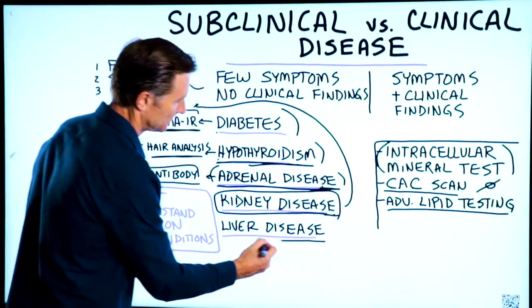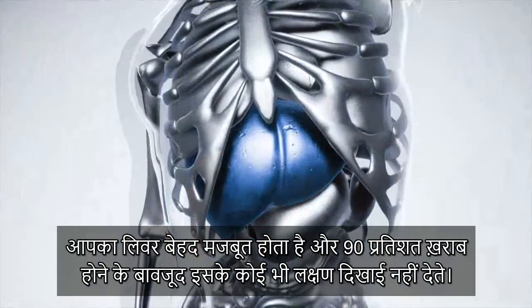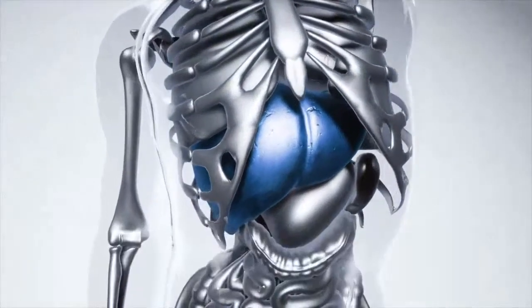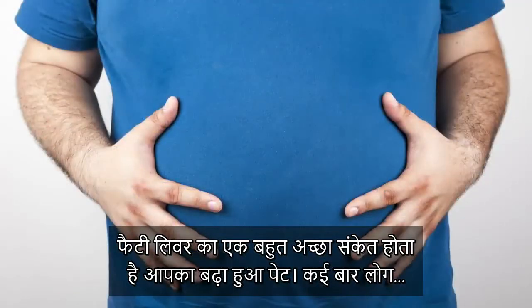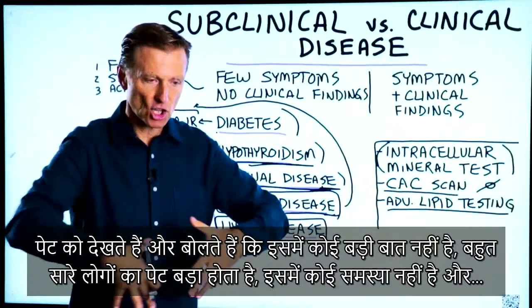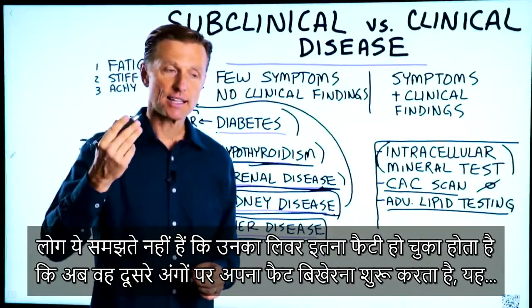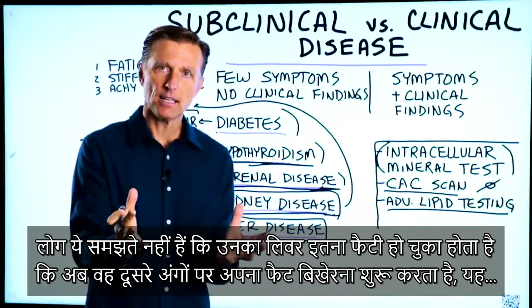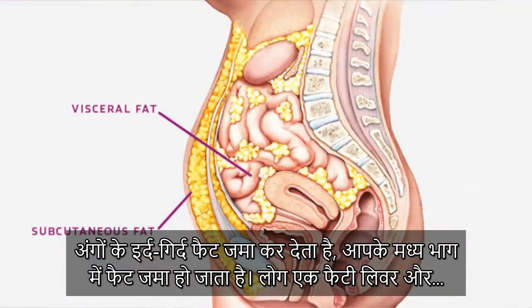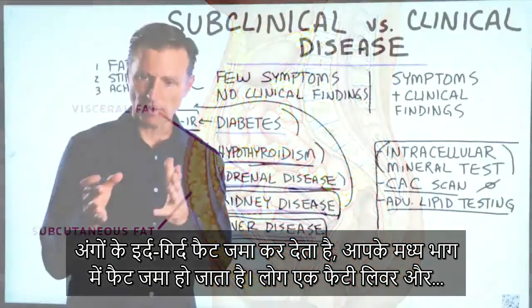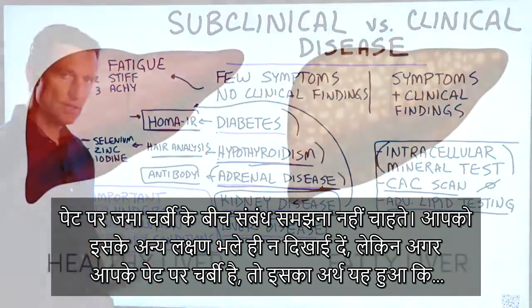Liver disease. Your liver is very robust, and 90% of the liver could be literally damaged, yet you have no symptoms at all. A really good indicator for a fatty liver would be a gut. So a lot of times people look at having a large gut and think, oh, that's a normal thing, everyone has it, it's not a problem, not realizing that the liver is so fatty that the fat now is spilling over in other organs, around the organs, in your midsection, and they're not connecting the dots between a fatty liver and gut fat. So you may not have other symptoms, but you may have a gut, and that means you have a fatty liver.